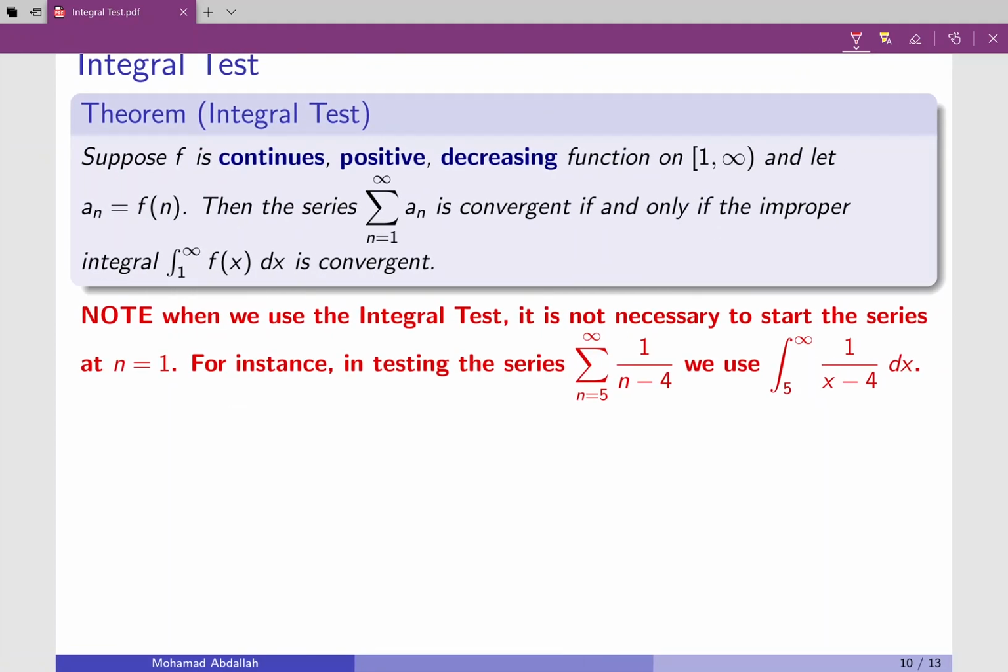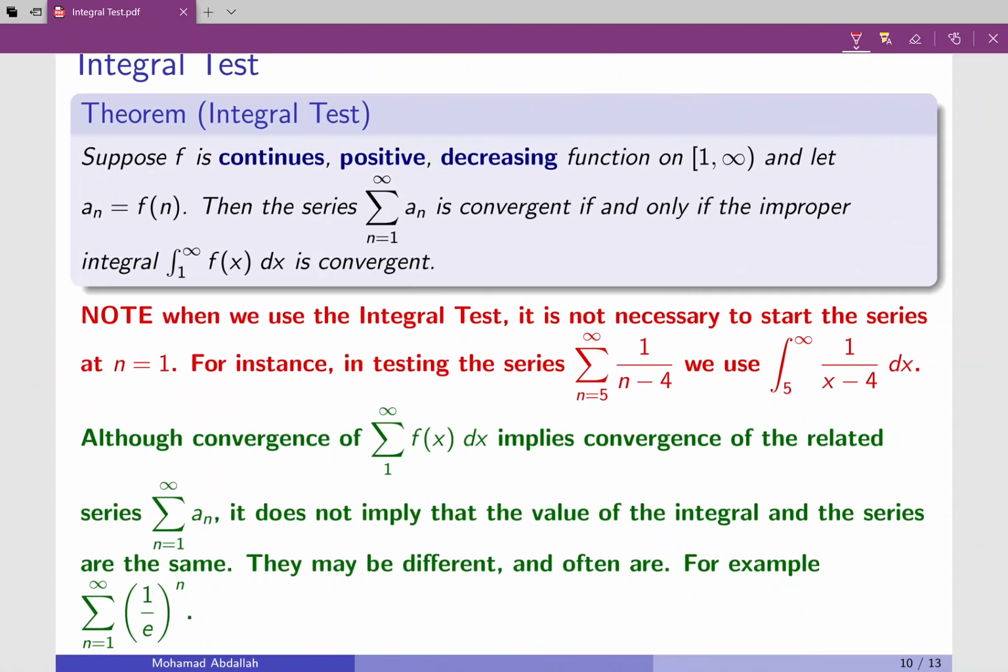So here I'm just saying that if you start, for example, from n equals 5 to infinity, you just need to compare it with the integral from 5 to infinity. Not necessarily 1 to infinity in this case. A very important remark here also I want you to note. Suppose that the integral from 1 to infinity of f(x) dx implies convergence of the related series. That's also another typo.